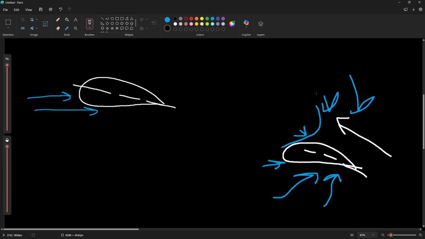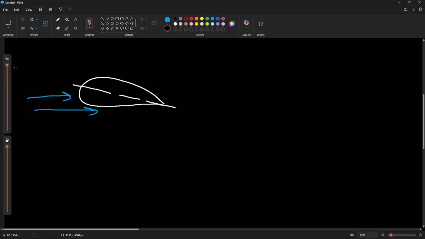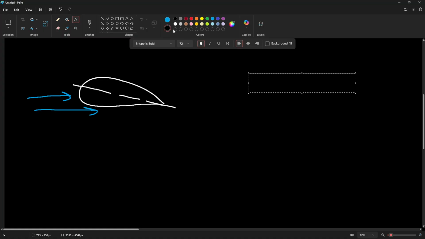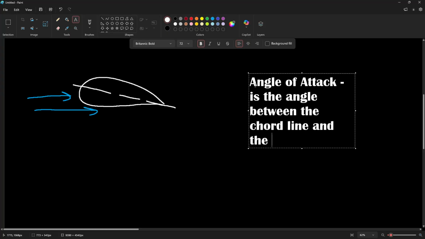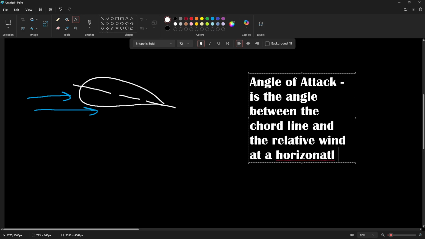So now that we have that out of the way, we can talk about the angle of attack. The angle of attack is the angle between the chord line and the relative wind at a horizontal stance.